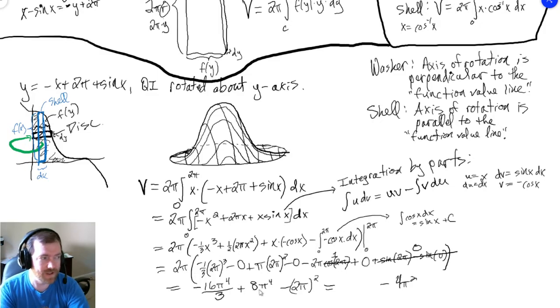So this is 8 pi to the fourth minus 16 over 3 pi to the fourth. Okay, much better. So this is going to be 24 pi to the fourth over 3. Nope, not 2 pi. 24 pi to the fourth over 3, which then 24 minus 16 is positive 8. All right.